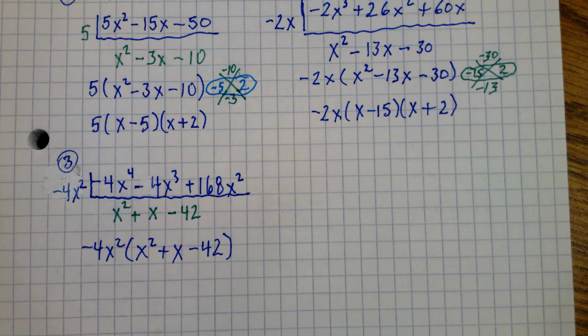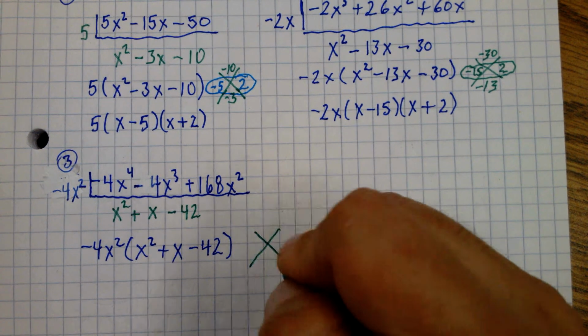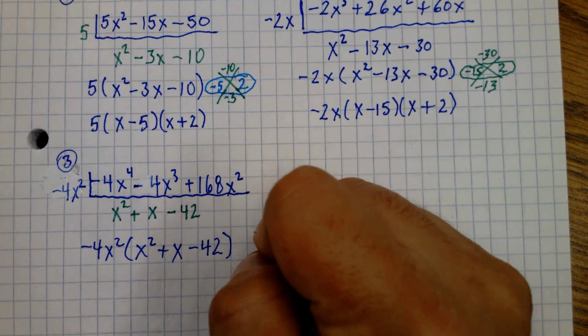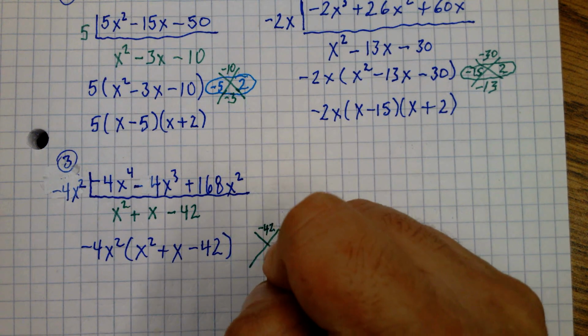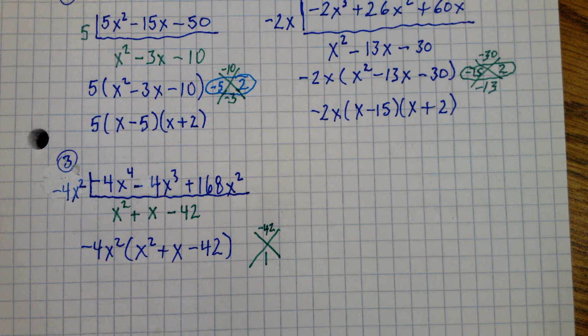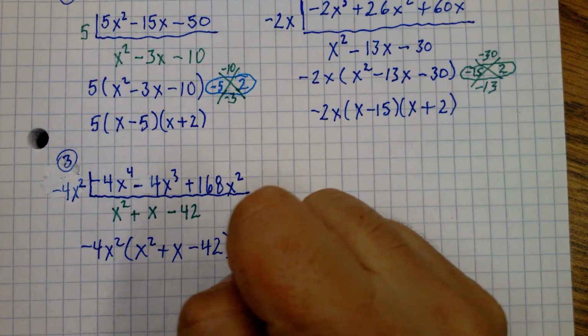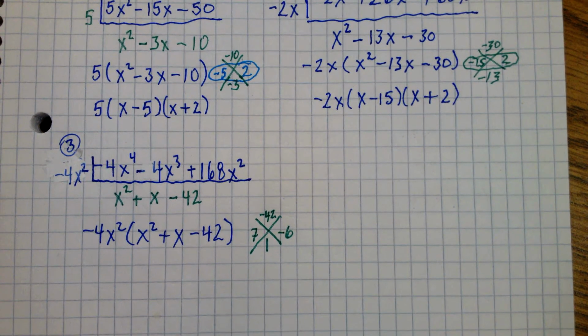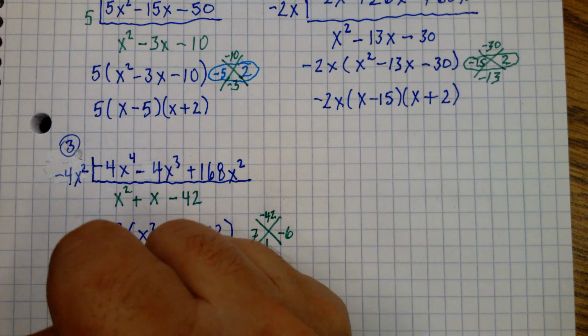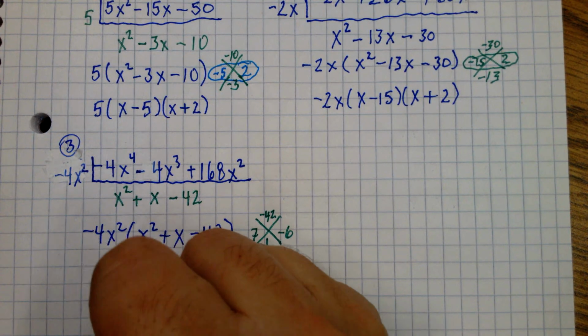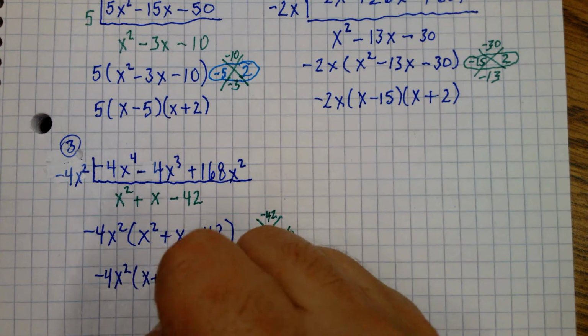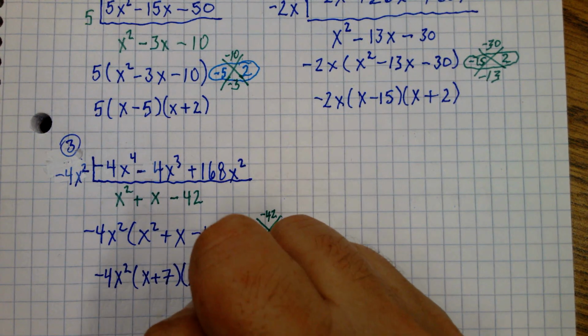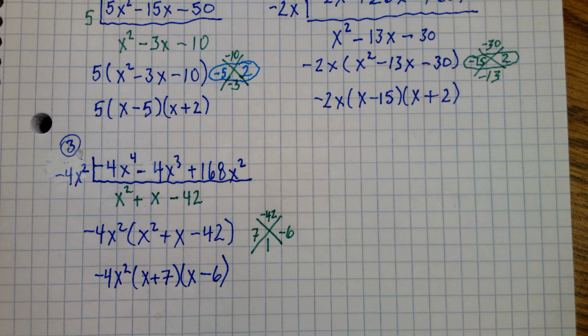And now let's see if we can factor the trinomial with negative 42. And this becomes 1. So what kind of numbers multiply to negative 42 and add up to 1? 7 and negative 6. Multiply to negative 42, add up to 1. So now we got our final answer. Negative 4x squared, x plus 7, x minus 6. And that's our final answer.